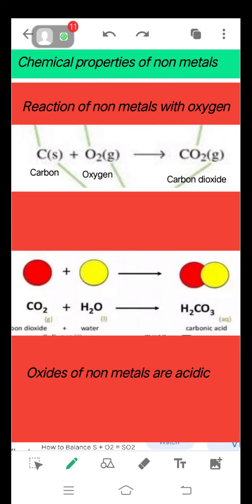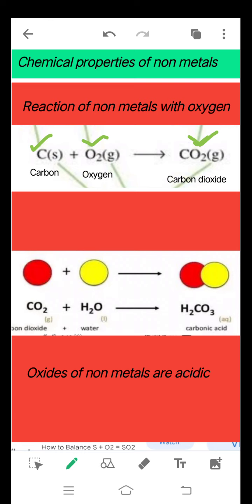Now, non-metals, when they react with oxygen, form acidic oxides. For example, carbon, a non-metal, reacts with oxygen to form carbon dioxide. The molecular formula for carbon is C, oxygen is O2, and that for carbon dioxide is CO2.